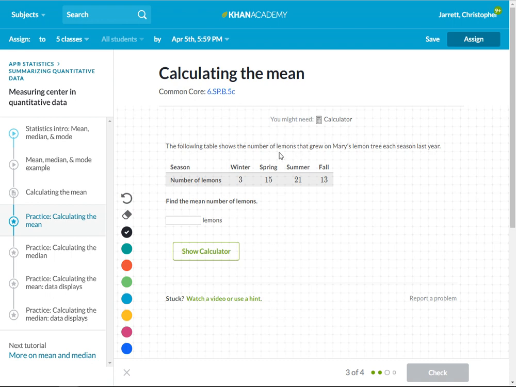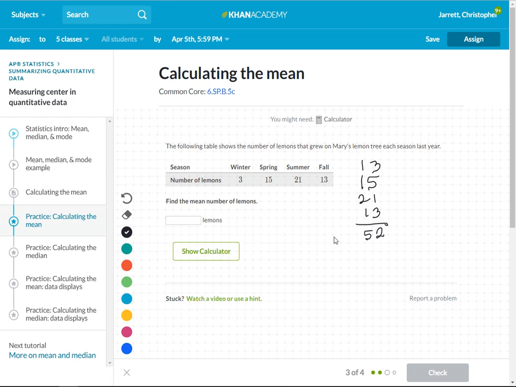We have the following table, which shows the number of lemons that grew on Mary's lemon tree each season last year. So I have 3 in the winter, 15 in the spring, 21 in the summer, and 13 in the fall. Again, all I'm doing is adding them all up. So 3 plus 15 plus 21 plus 13. Add them up. I have 3 plus 5 is 8. 9 plus 3 is 12. 2, carry the 1. 1, 2, 4, 5.